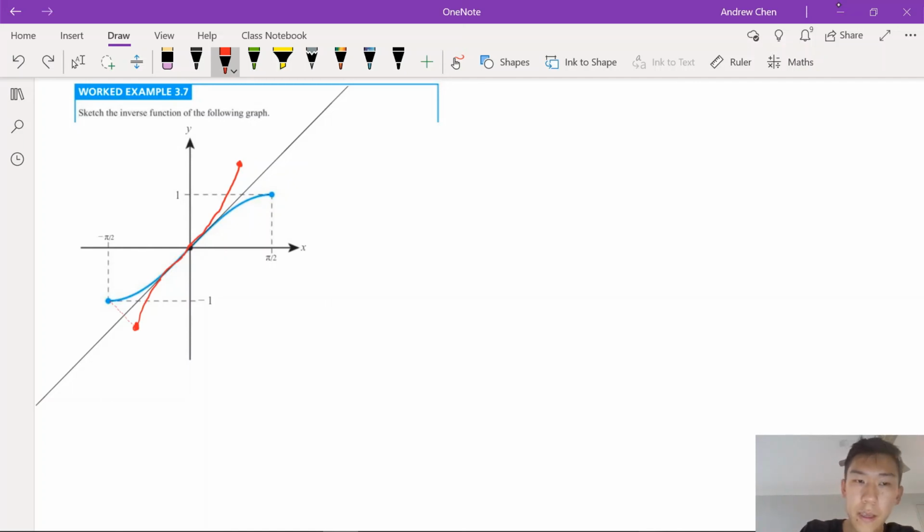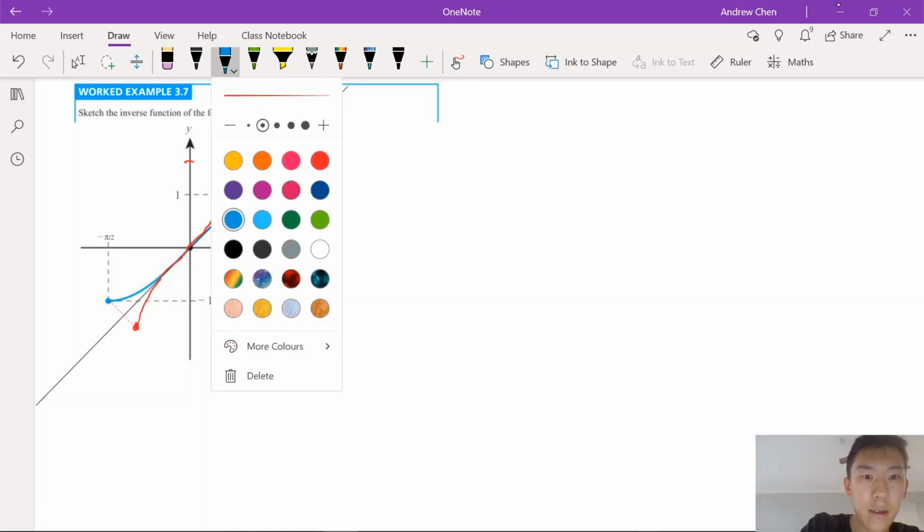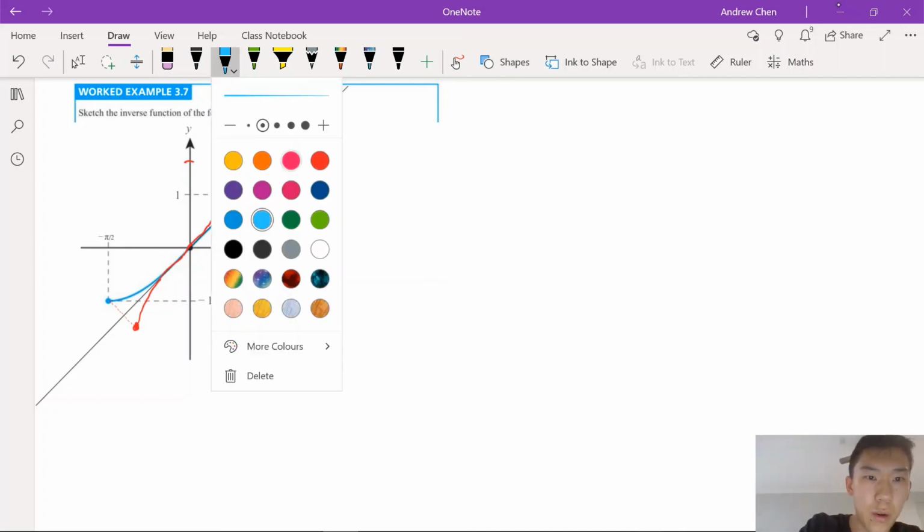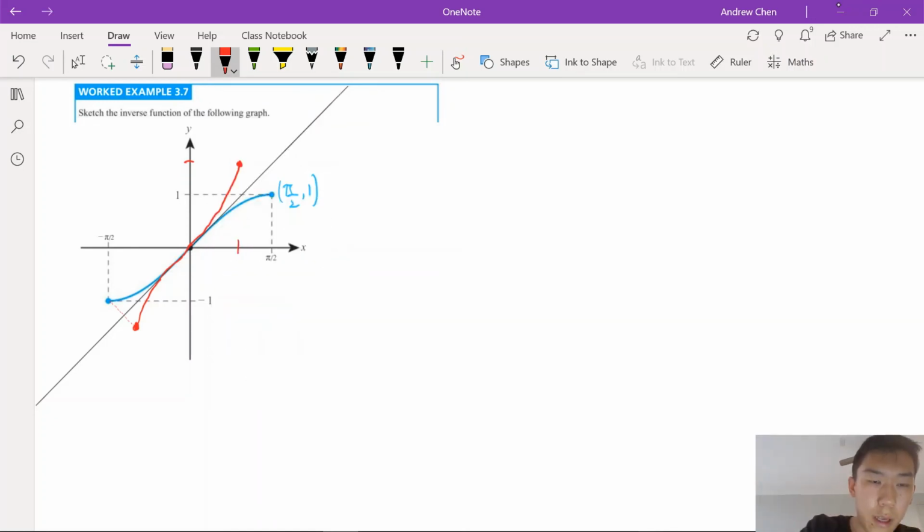And I said I was going to show you a second way. So when you find the inverse, when you're trying to sketch it, the x and y values will switch. So if you see this blue point here, see how the coordinates are pi on 2, 1. Well, that means this red one is going to be 1, pi on 2. Okay, so you can kind of use that idea, and same with the other point.